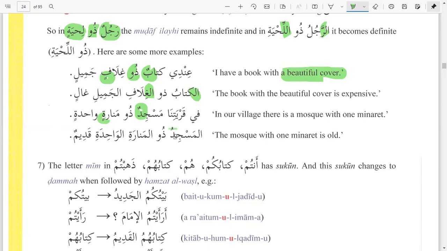Al masjidu, because of alif lam, it is definite. So zu is definite. So mudaf ilay will also be definite and it will take alif lam. Al masjidu zul manaratil wahidati qadimatun. The mosque with one minaret is old.